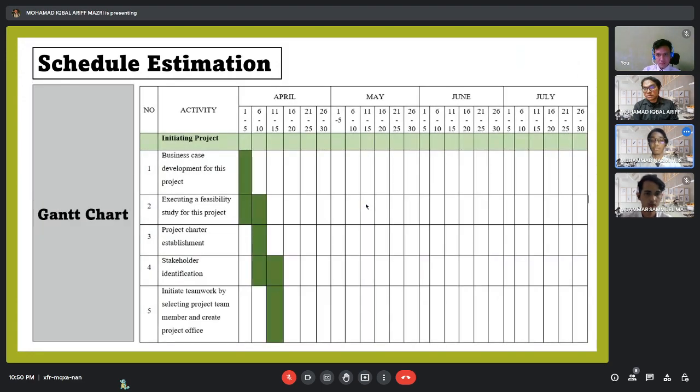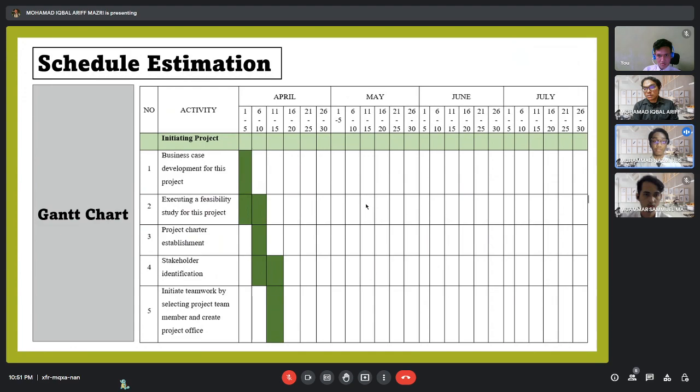Right. So this is our Gantt chart for schedule estimation for operation for 4 months. So the first thing we're going to do is the initiating project. The initiating project is going to last about 1 month, starting from April 1 until April 30.